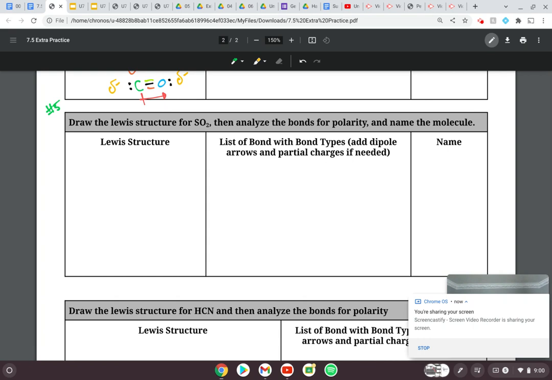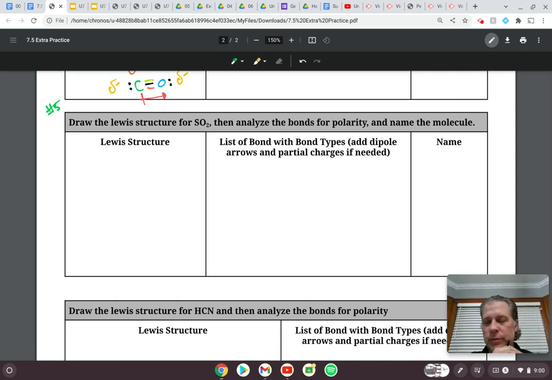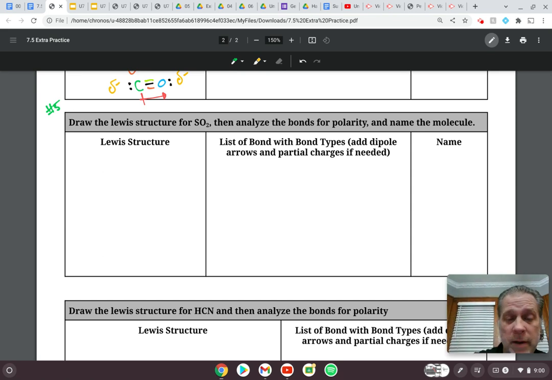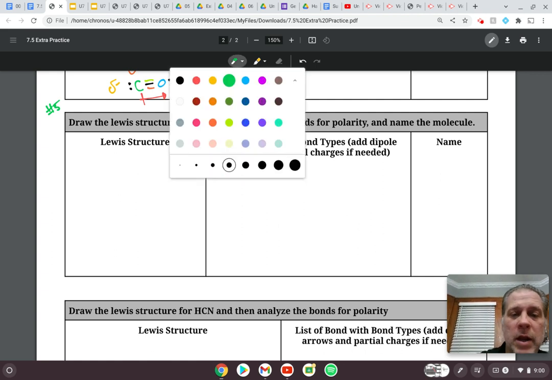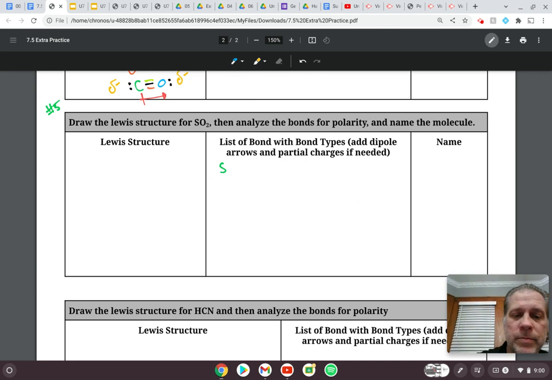So we're going to go through the solution for drawing the Lewis structure for SO2, which is problem number 5 on the extra practice worksheet. I'm going to start like I've done the last bunch, which is to identify how many valence electrons we have. So we're looking at sulfur and we're looking at oxygen.